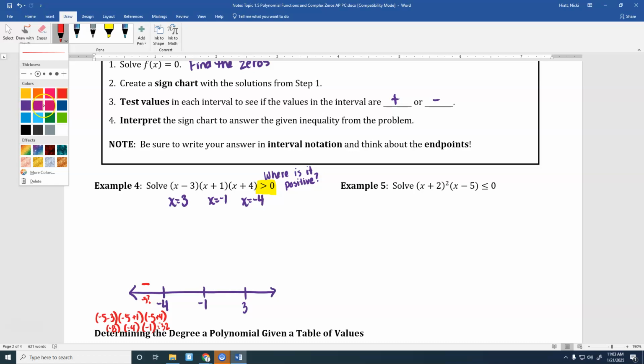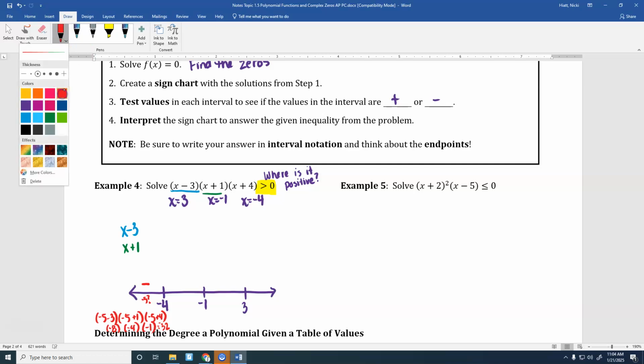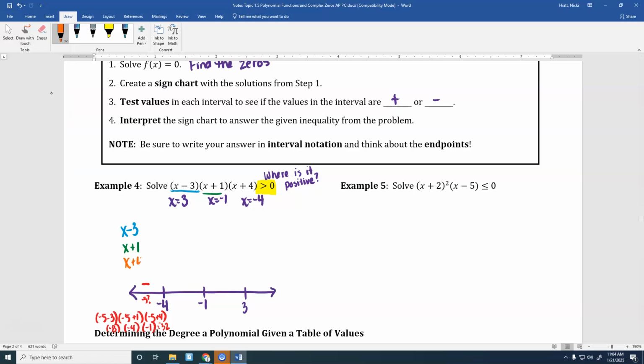I think of each factor separately. So I'm going to take this factor right here, x minus 3, I'm going to put it on the chart. I'm going to take x plus 1, I'm going to put it on the chart. And I'm going to take x plus 4. I'm going to put it on the chart. And then I'm going to make my last line right here my answer line.